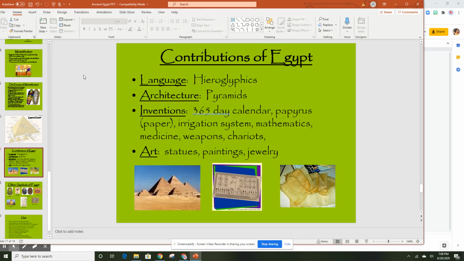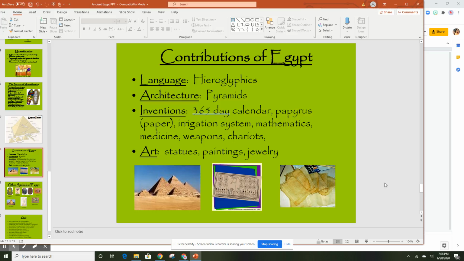All of the ancient river civilizations invented and discovered things that helped us in modern times, and the Egyptians were no different. We talked about their language being hieroglyphics. One of their famous contributions for architecture were the pyramids. They also invented a 365-day calendar. Sound familiar? We have a 365-day calendar. They invented a form of paper, the earliest form of paper, actually, and it was called papyrus.